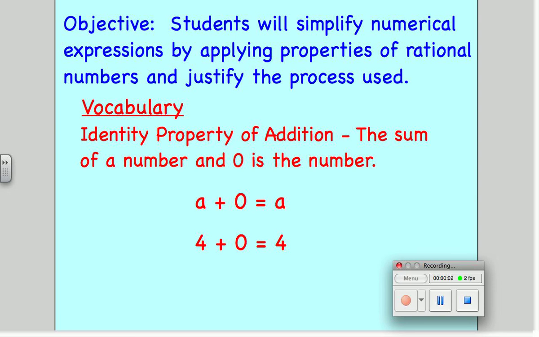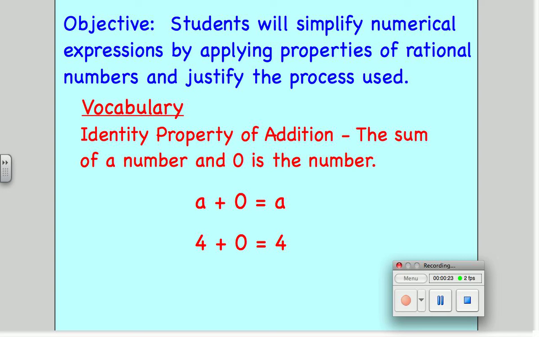All right, this is Chapter 2, Lesson 2. Make sure you write 2.2 on your paper and today's date. I will be looking at your notes tomorrow when you come into third period, so please make sure you take your notes today. Today's objective is to simplify numerical expressions by applying properties of rational numbers and justify the process used.